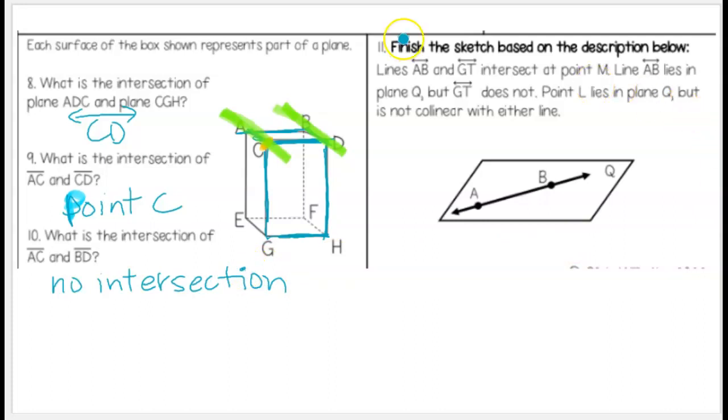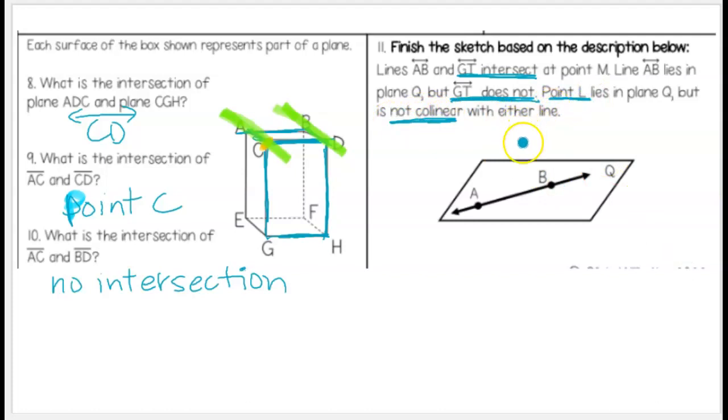And finally, we should finish the sketch based on the description below. Lines AB and GT. So I already see AB here. Intersect at point M. Line AB lies in the plane, but GT does not. It intersects line AB, but it does not lie in the plane. Point L lies in plane Q, but is not collinear with either line. So I have point L, and it's not collinear with either line.